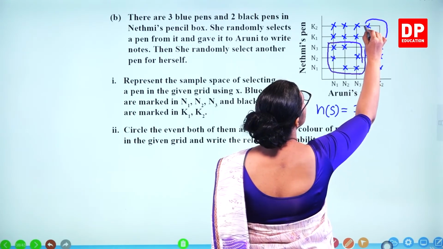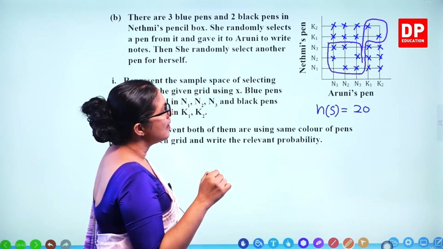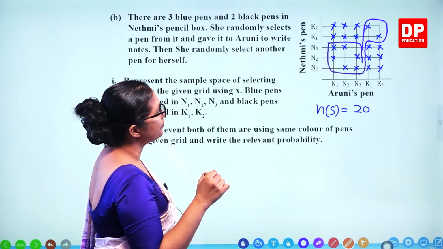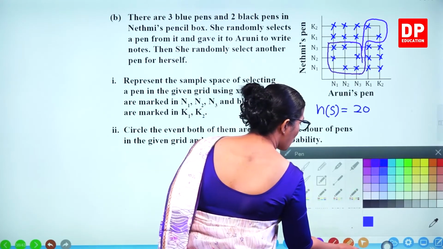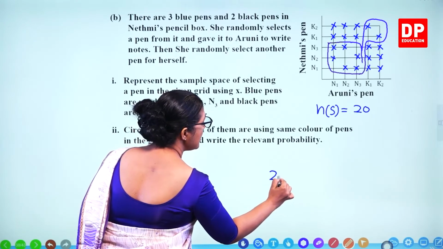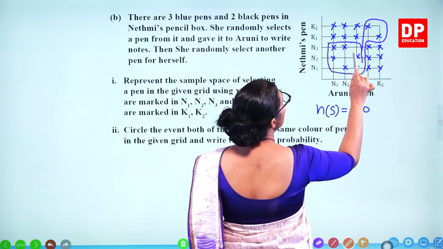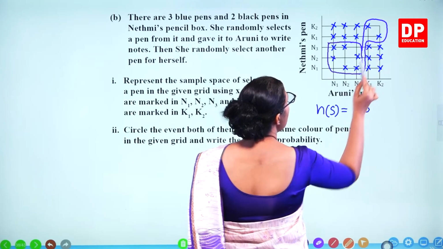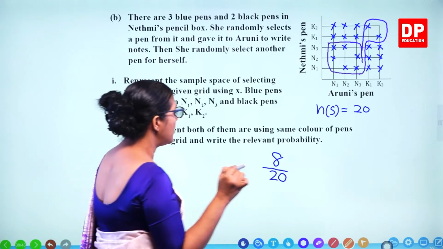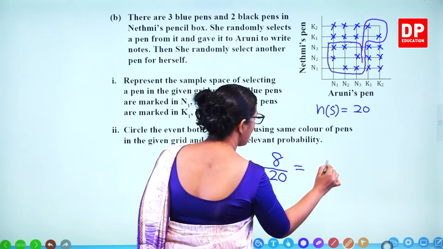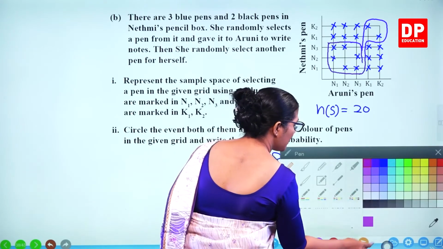K1, K2, this one. So that's the part we need to take. So what's the probability? Out of 20, getting same color. 1, 2, 3, 4, 5, 6, 7, 8. 8 over 20 outcomes are there. So you can simplify, 4 times 2, 4 times 5. 2 over 5 also possible.